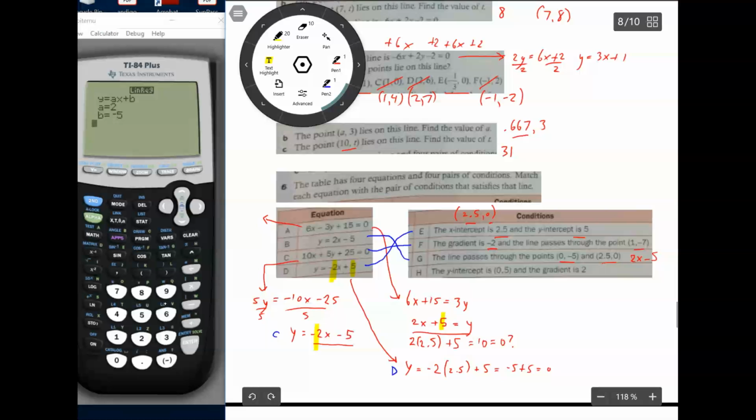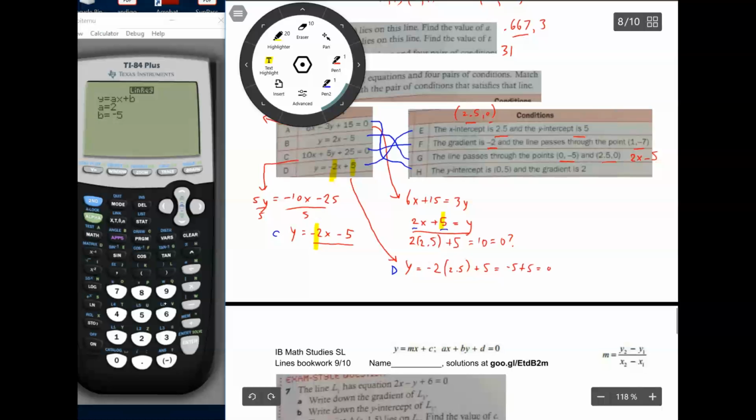And last of all, the y-intercept is 0, 5, and the gradient is 2, so it must be the one that's remaining. Yeah, that's right. Big surprise. All right. And that's it for page 8. Yeah, that was page 8.